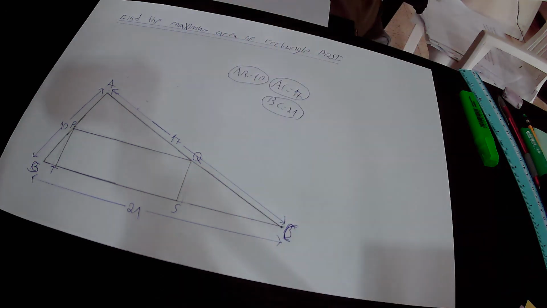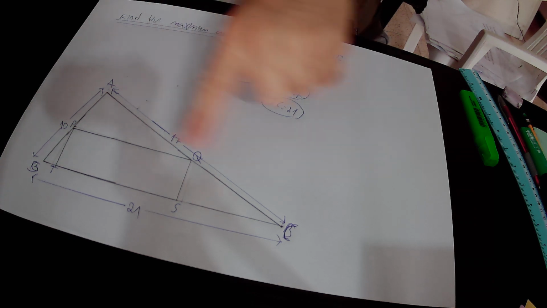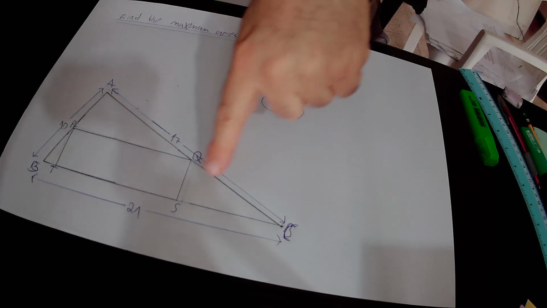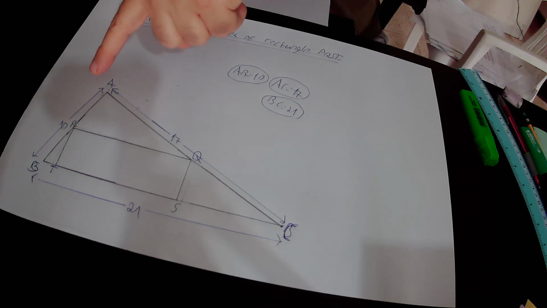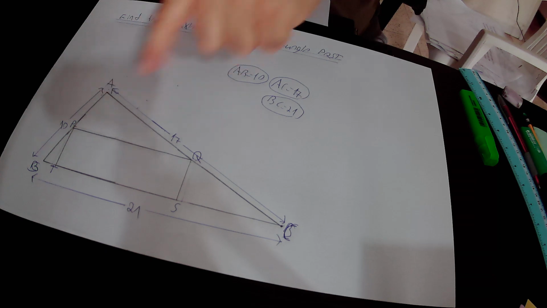In this lecture, we'll find out the maximum area of a rectangle that is inside a triangle. In the drawing, we have triangle ABC. Inside this triangle ABC, we have this rectangle PQST, and our mission is to find out the maximum area of this rectangle PQST.